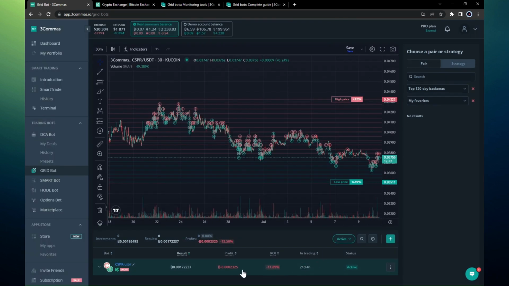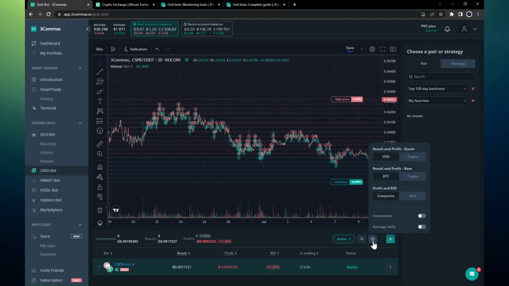So the first question is, well, why does it show negatively? And the reason is because there is the settings option here, and the profits and the results are shown in USDT and BTC as default. And if I switch this to crypto, because I am trading in the base currency, I'm trading in the CSPR coin, then you can see immediately that this particular grid is profitable, and it calculates the ROI as well.